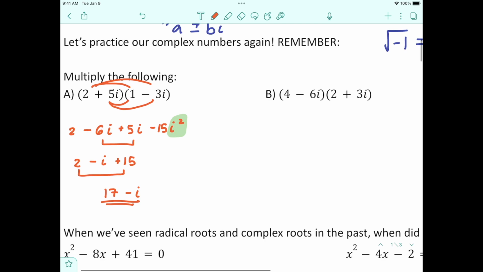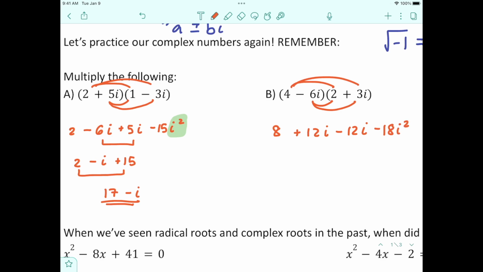Then we can look at this next one. Again, we need to FOIL it out. 8 plus 12i minus 12i minus 18i squared. Again, i squared is equal to -1, and we do need to combine these like terms. So I'm going to go ahead and do that. 8, and then I have 12i minus 12i, so those actually are going to go to 0 because they're opposites. And then I'm going to change this to plus 18 because, again, if you subtract 18 and it's being multiplied by -1, it's like you're adding 18.